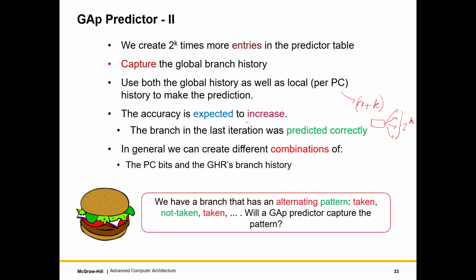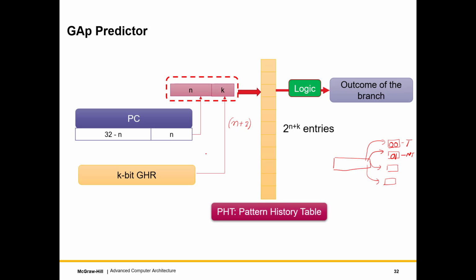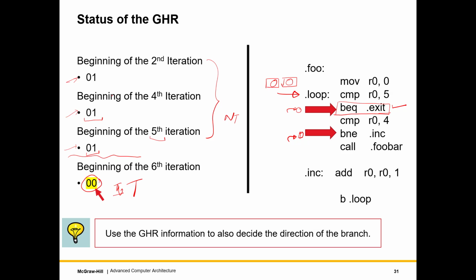So the accuracy in this case is expected to increase, and as we can see in this case the branch in the last iteration will be predicted correctly. So in general we can create different combinations of the PC bits and the GHR's branch history. So it's important for me to look at this issue once again. As you can see in the last iteration the branch over here is different, the GHR is different, and in no other iteration do we see such a pattern, hence the branch will be predicted correctly.